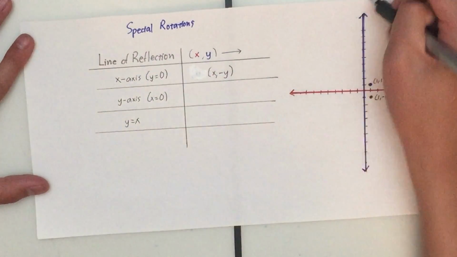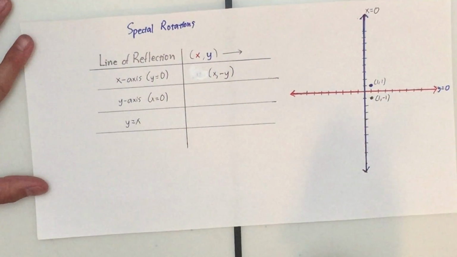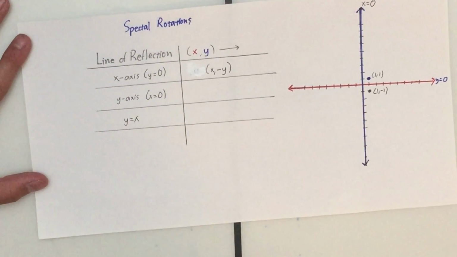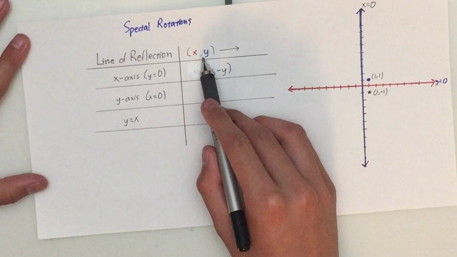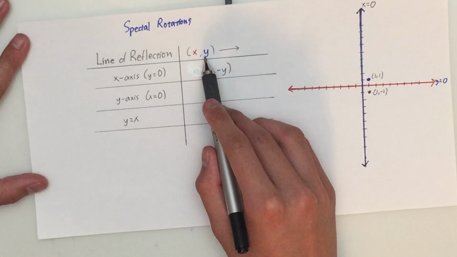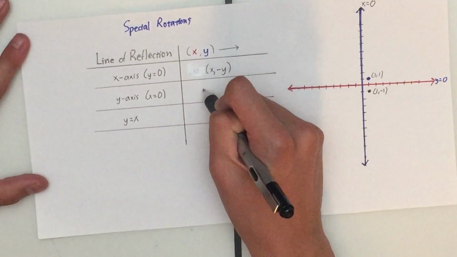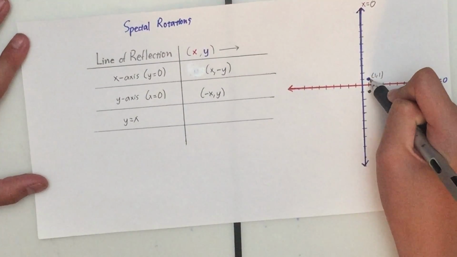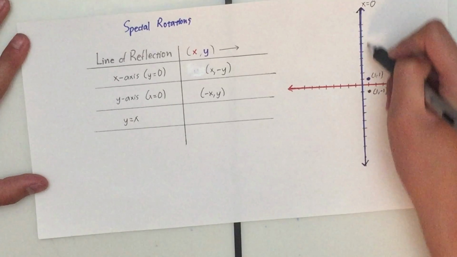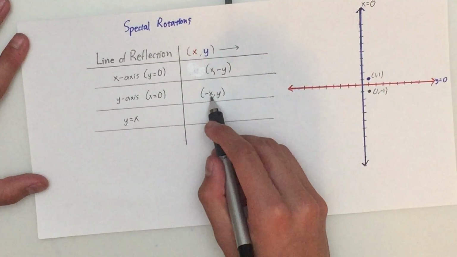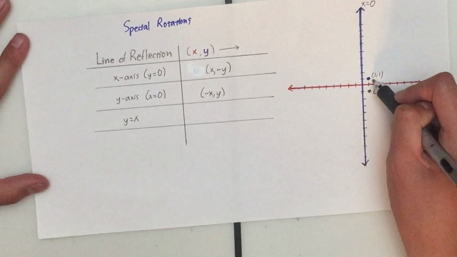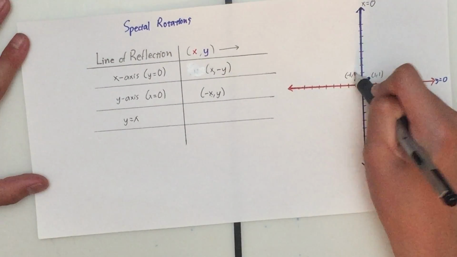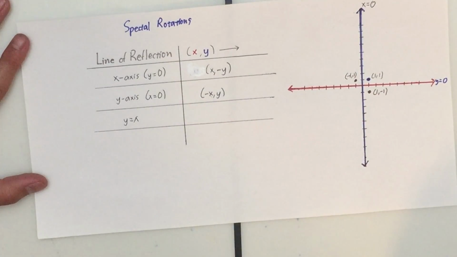Now the y-axis is where x equals 0. And that's our next special reflection. So when you're reflecting across the y-axis and you have point (x, y), the formula to reflect the point would be (-x, y). So let's say we have (1, 1) again, and we want to reflect it across the y-axis. So we would change the x-coordinate to negative, so it would be (-1, 1). So this would be our reflection across the y-axis.